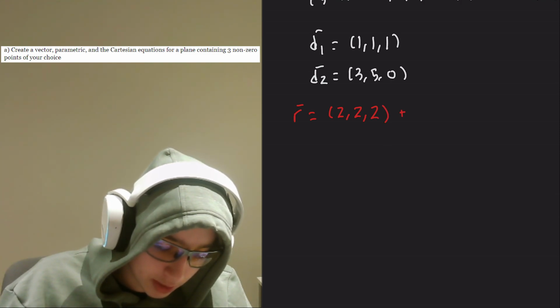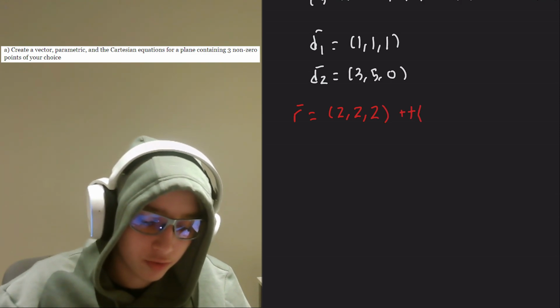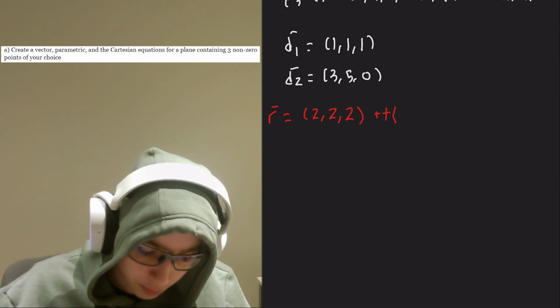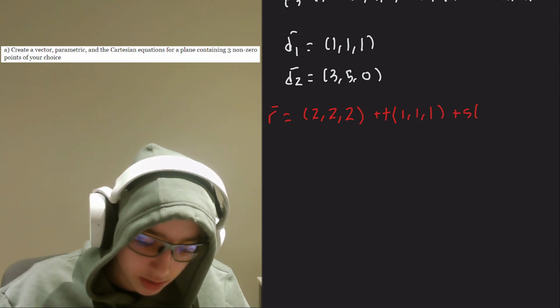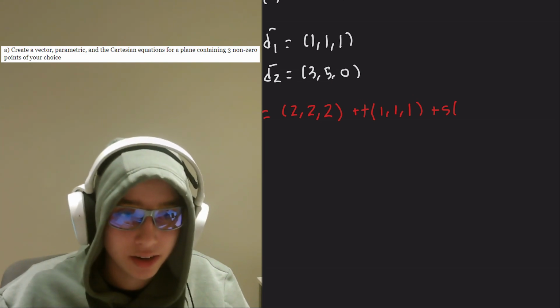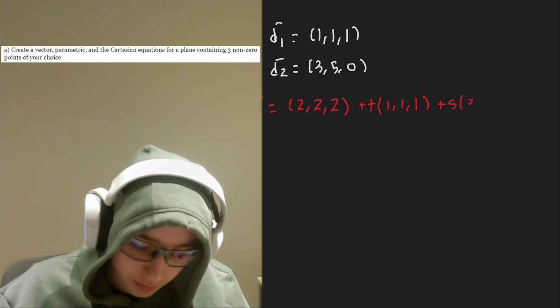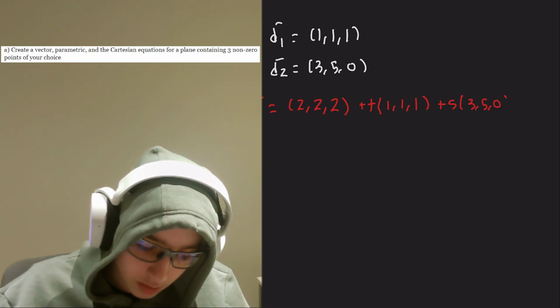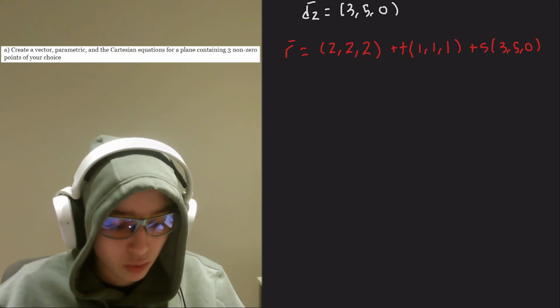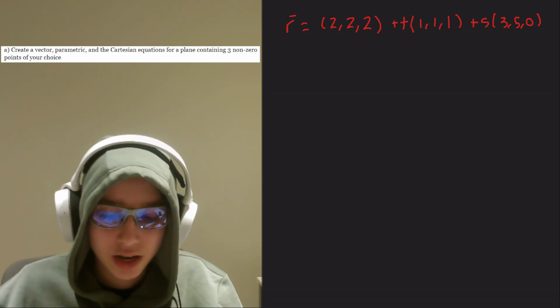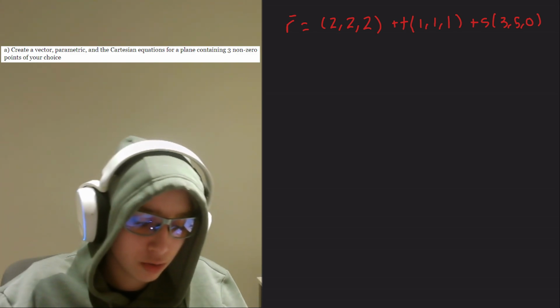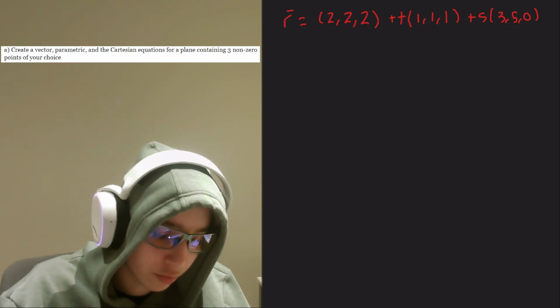And now we're going to do plus t, and inside t is going to be our first direction vector, which is 1, 1, 1. And then we're going to do plus s, and inside of s is going to be our second direction vector, 3, 5, 0. Alright, so there's our vector equation of the plane, and now we can use this vector equation and convert it into our parametric equation.